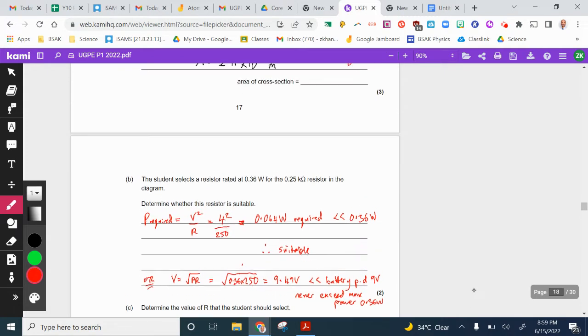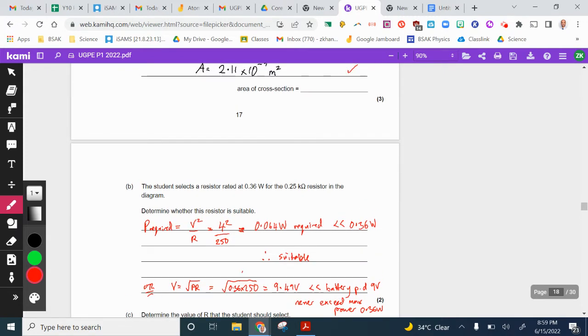B, so the student selects a resistor of 0.36 watts. That means the maximum power dissipation the resistor could have is 0.36 watts for the 250 kilo ohm resistor. So you've got power and resistance. I've done two calculations, and both will get you to the same conclusion.